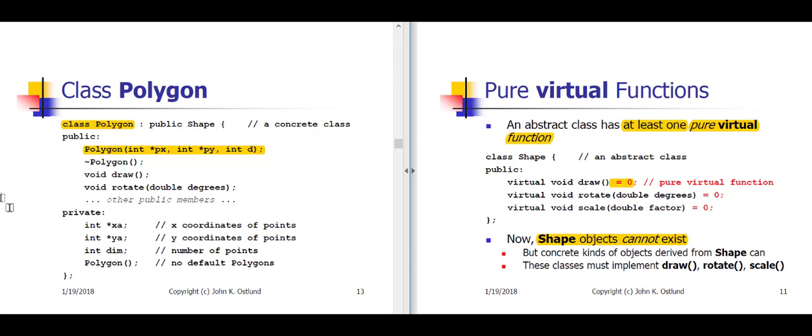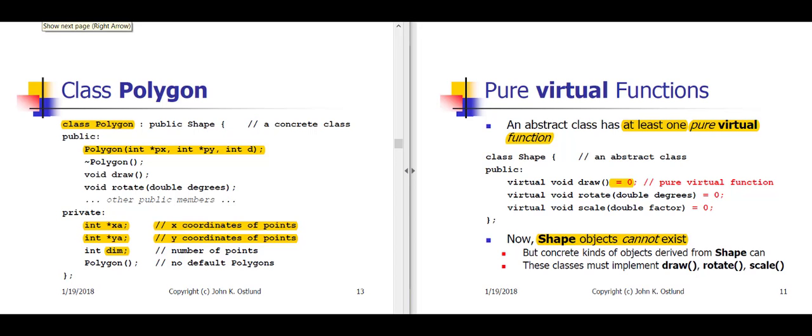In the case of a polygon, we're going to need x and y coordinates of all of the points, and here we've chosen to do that by using dynamically allocated arrays of ints for the x coordinates and for the y coordinates. We also have to keep track of the number of elements, the dimension of these xy coordinate arrays. And as with a circle, we're not going to allow default polygons. If you want a polygon, you have to specify the x coordinates, the y coordinates, and the dimensions of those two arrays. Those are the three parameters that you're required to give to the polygon constructor.